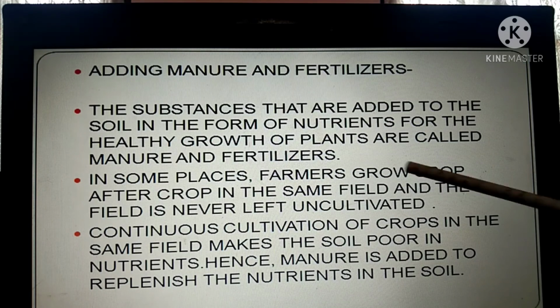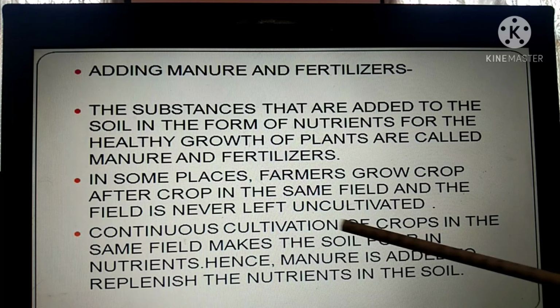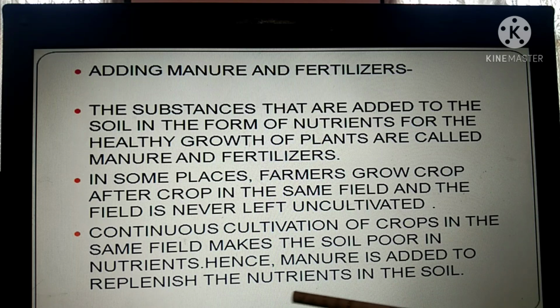So in some places farmers grow crop after crop in the same field, and the field is never left uncultivated. So this is a very dangerous technique. If you grow crop after crop in the same field and the field is never left uncultivated, then what is going to happen? All the nutrients in the field will get used up. So continuous cultivation of crops in the same field makes the soil poor in nutrients. Hence manure is added to replenish the nutrients in the soil. So in order to replenish the nutrients in the soil, manure is added. Okay, so we'll continue with the further explanation in the next slides.